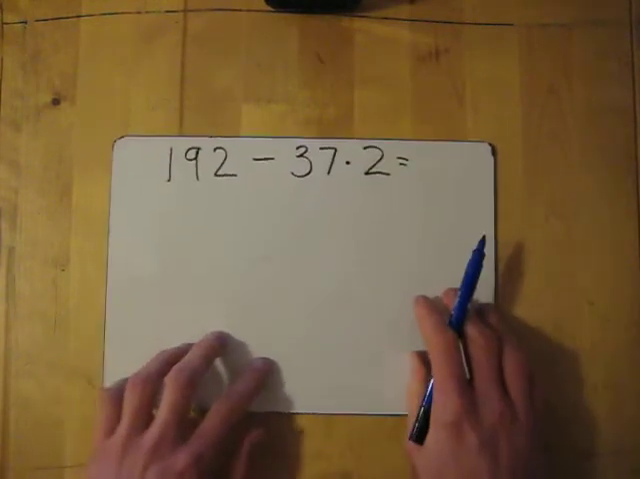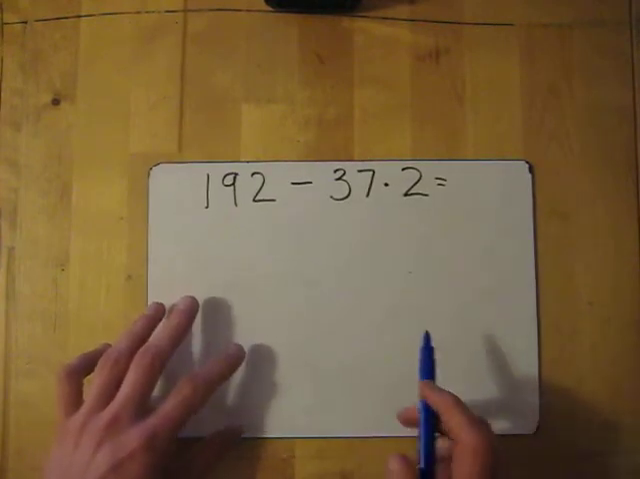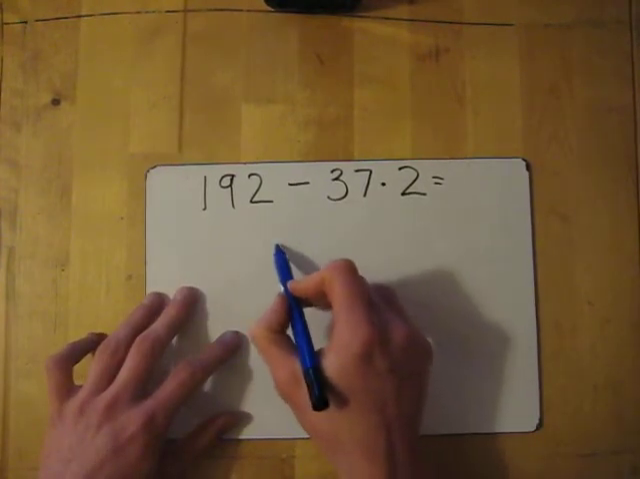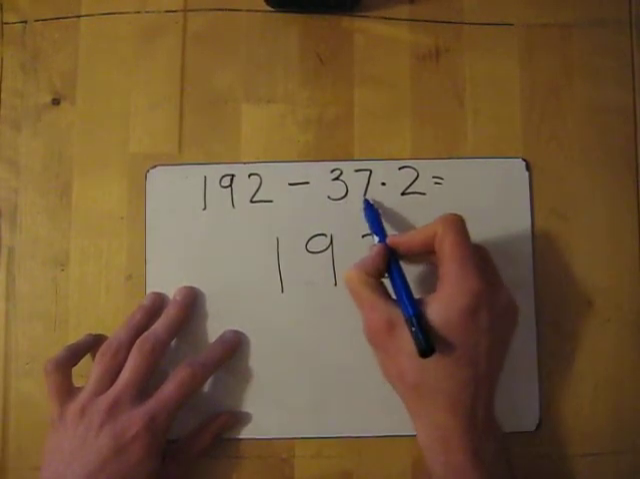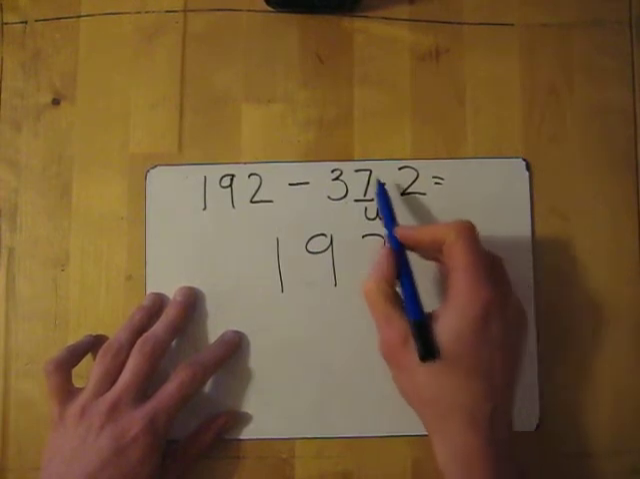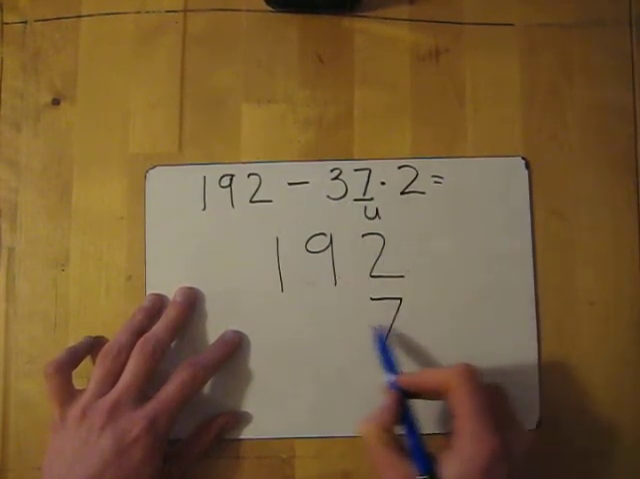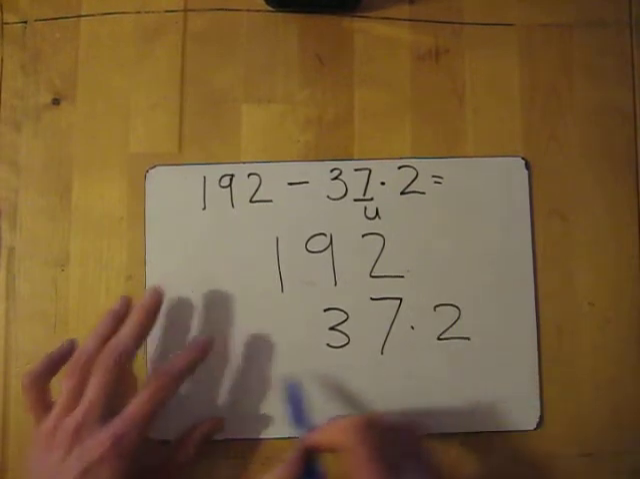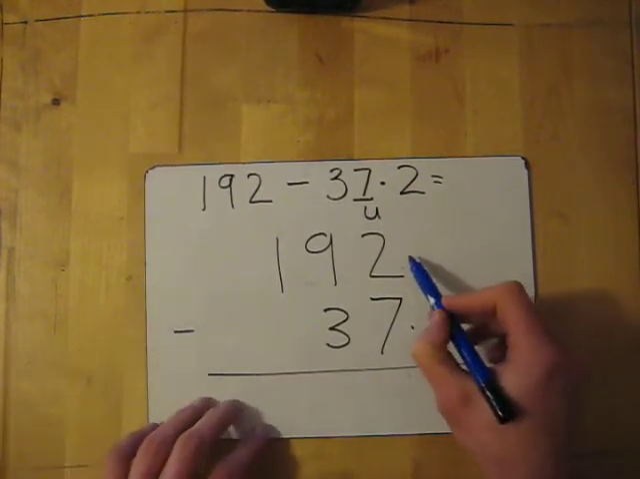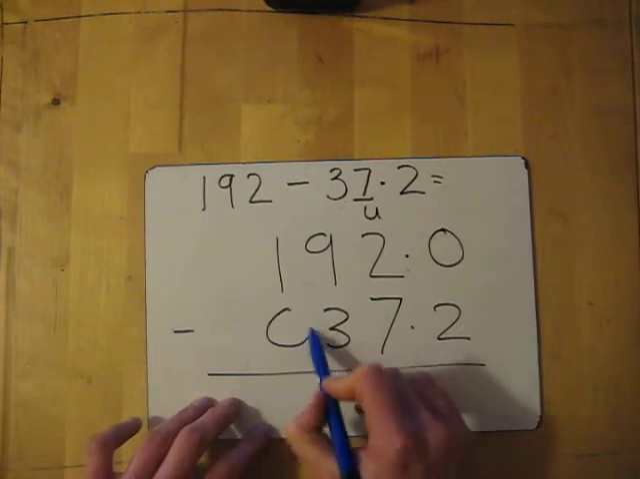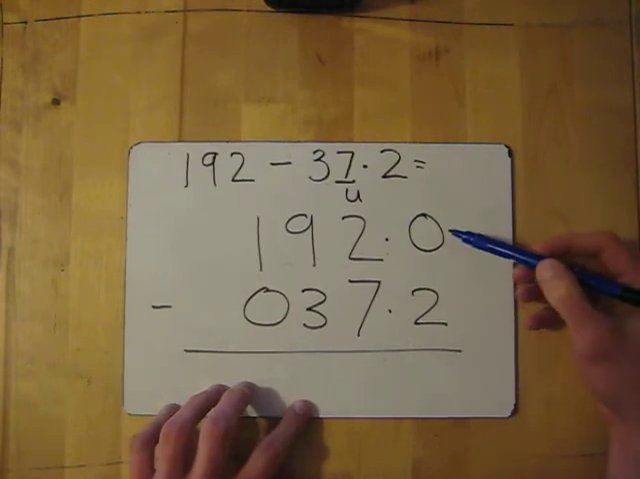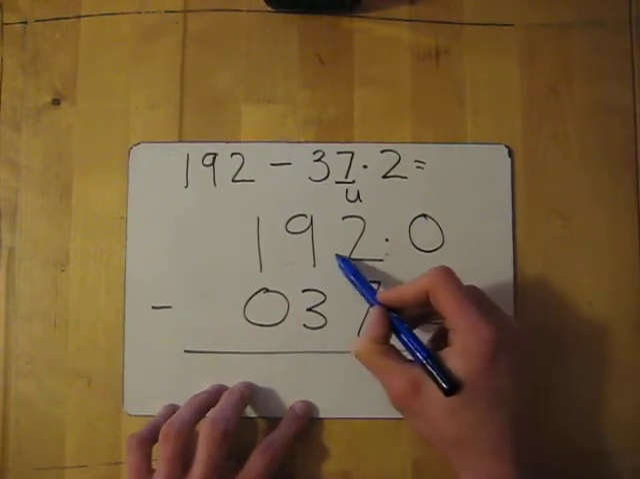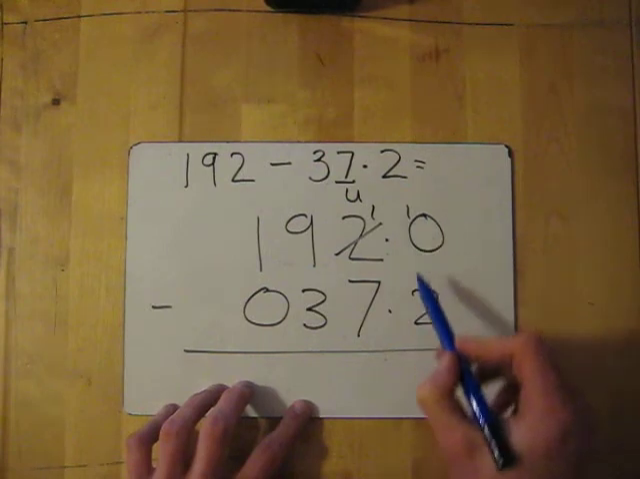Let's try another one. So we've got 192 take away 37.2. So first things first, line up the units. So I've got my units column here. The units in the 37.2 is the 7, so the 7 must go below there. Everything else goes around it. Now I've got a couple of gaps here, so I'm going to put a 0 in the gaps to make sure it's correct. Now 0 take away 2, 0 is smaller than 2, so we must borrow, so it becomes a 1, and now that's a 10.